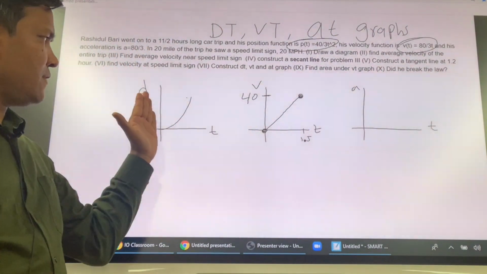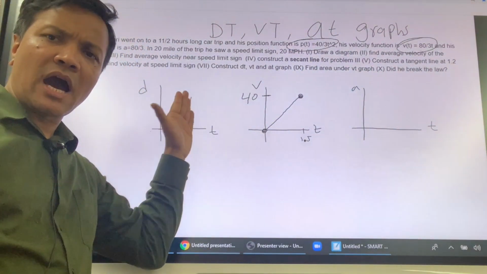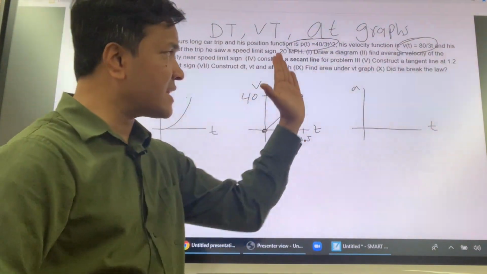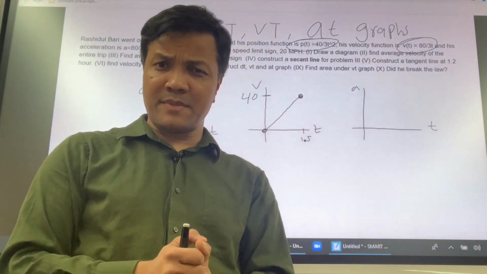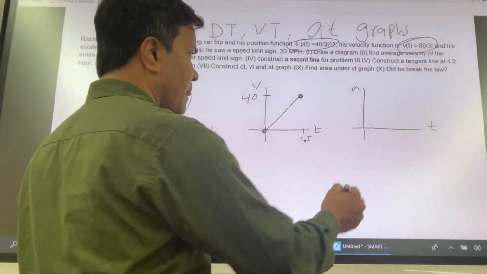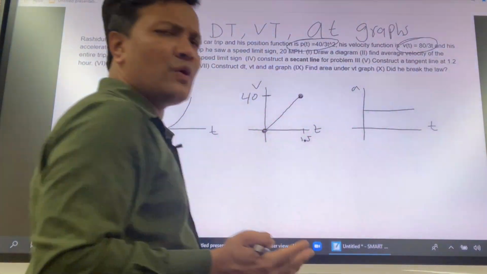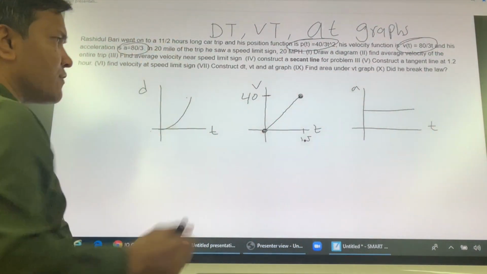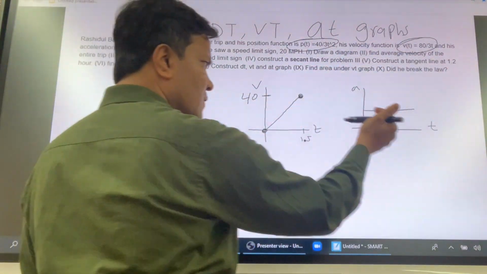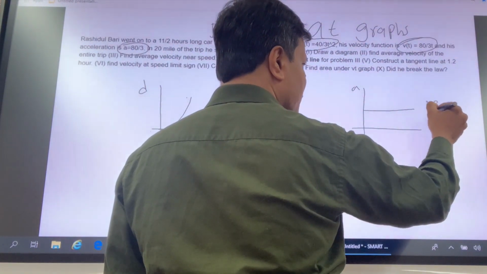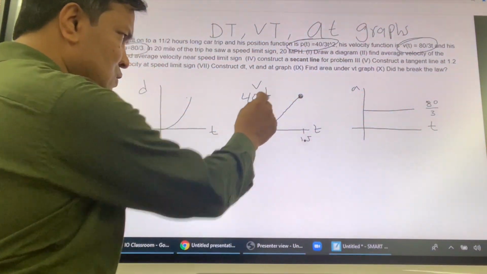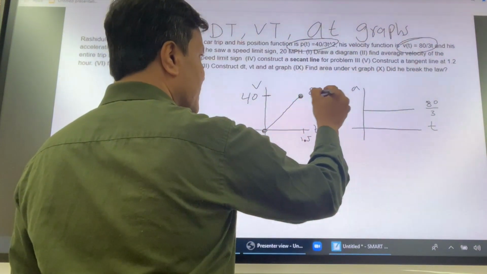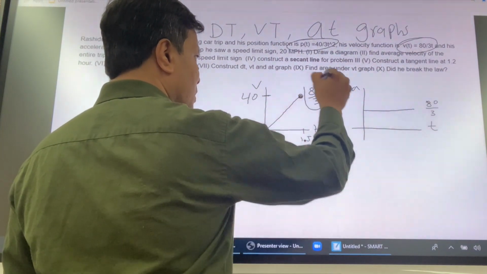All right. So if the d(t) is a curve, v(t) is a diagonal line. If v(t) is a diagonal line, a(t) must be what? a(t) must be a horizontal line. But how do you know that? You can check it. Right here, 80 over 3. So we know the slope of this line, which is 80 over 3. We also know the slope of this line, which is 80 over 3t. So this is the slope, this is the slope.